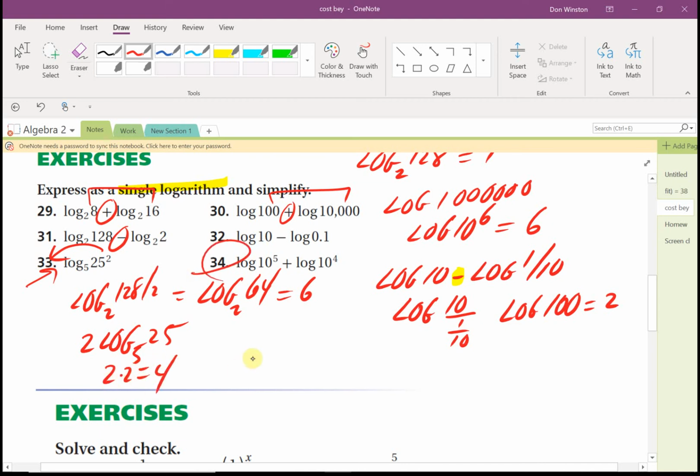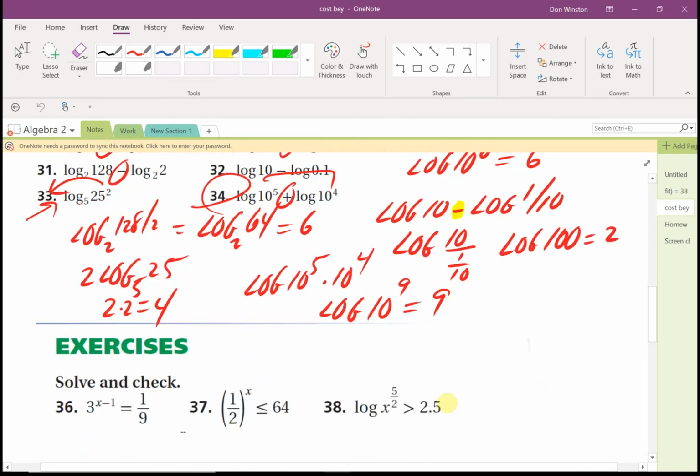And then lastly, number 34. So we have addition. Addition means multiplication, so this would be log base 10 of 10 raised to the 5th times 10 raised to the 4th. Remembering your rules for powers, when you multiply a power times a power, you add the exponents, so that would be log base 10 of 10 to the 9th, which is just 9 using the inverse property. Okay, so that takes care of those.